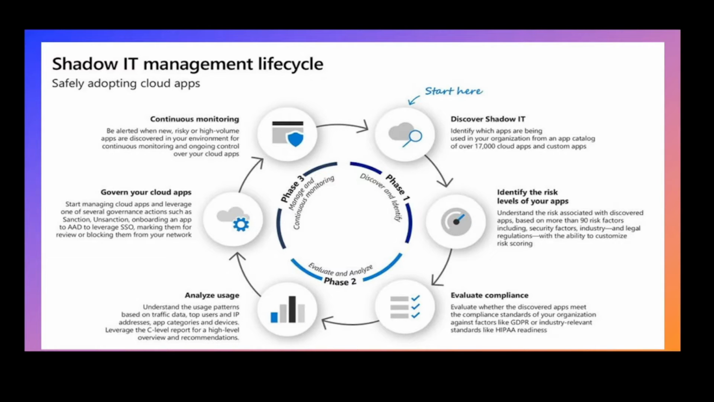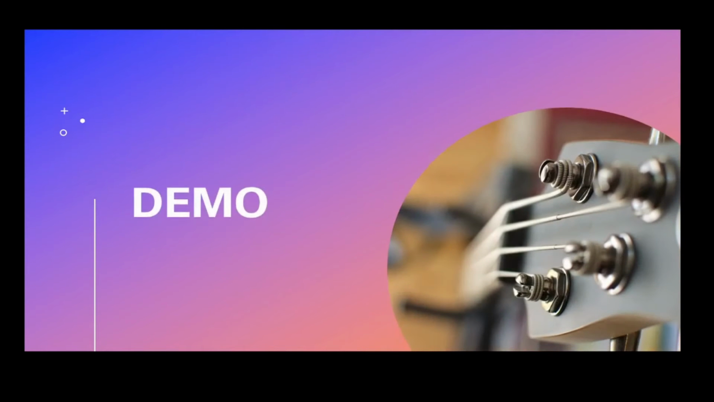And that's phase two, where you evaluate and analyze. And then finally, you can manage and continuously monitor. As I mentioned, you can set up access allow based on sanctioned apps through Defender integration, and then continuously monitor the entire landscape. So CASB, or Cloud App Security, will give you a good overview of your entire infrastructure. So let's jump into a quick demo and see how we could use Microsoft Cloud App Security.